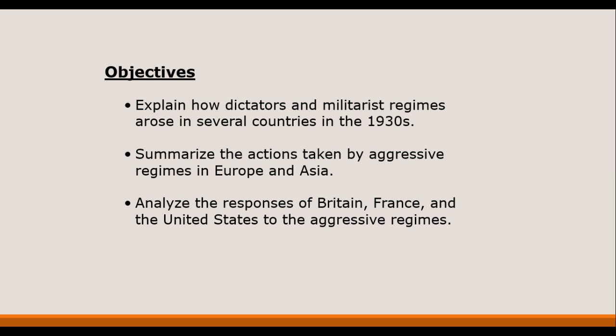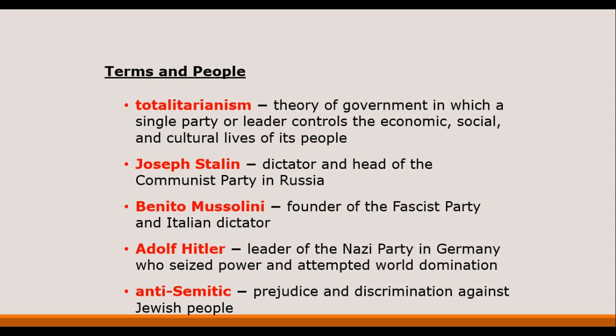So the whole goal is to explain how these dictators and militarist regimes arose in the 1930s, the actions taken by aggressive regimes in Europe and Asia, namely Japan, Germany, Italy, and analyze the responses by Britain, France, and the United States to these aggressive regimes, which you'll find out were not the best.